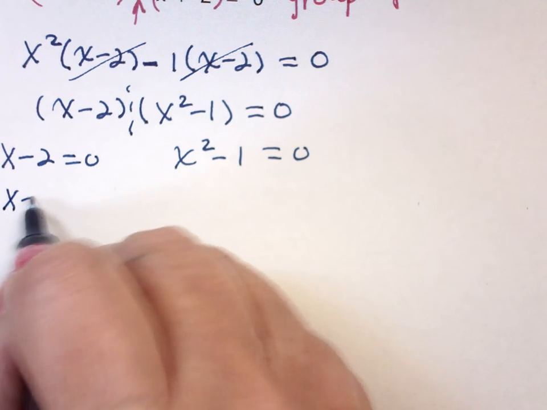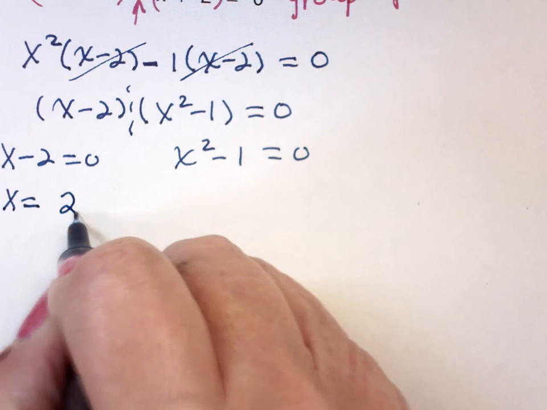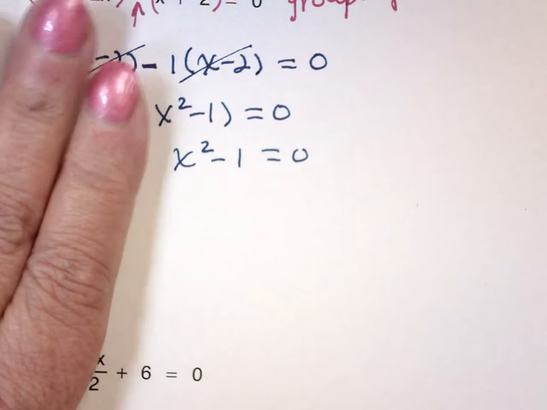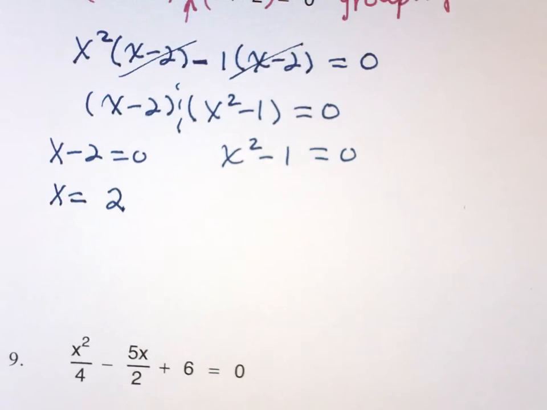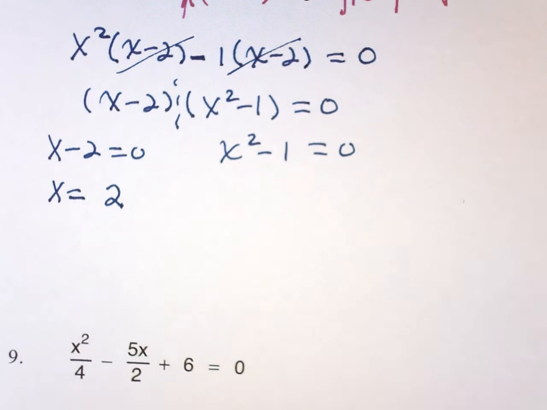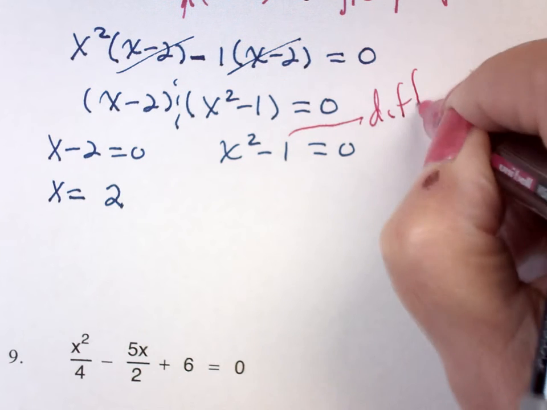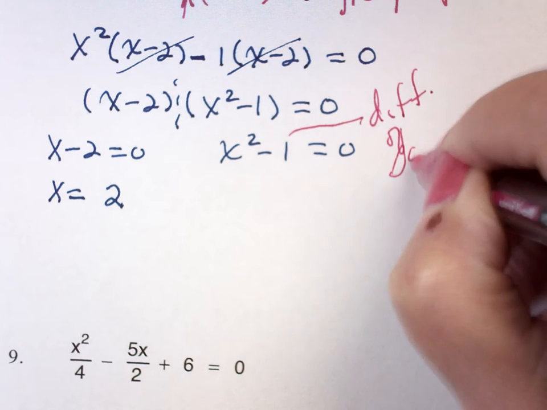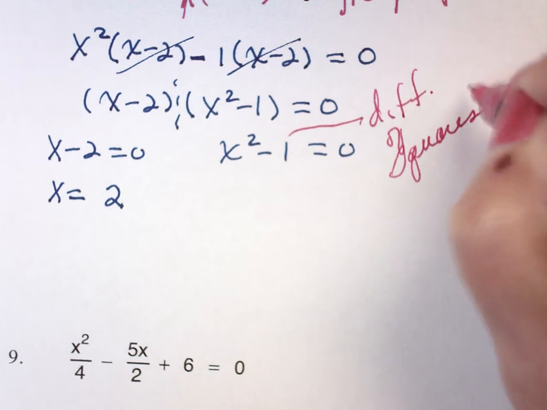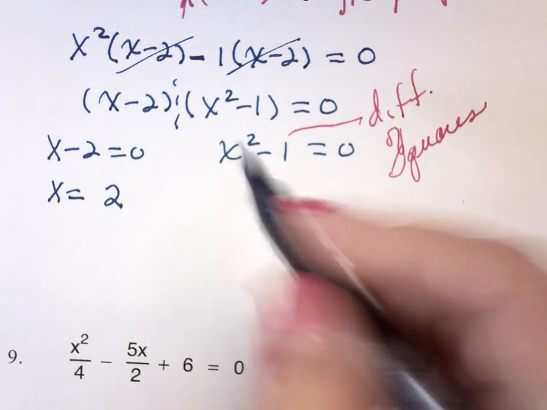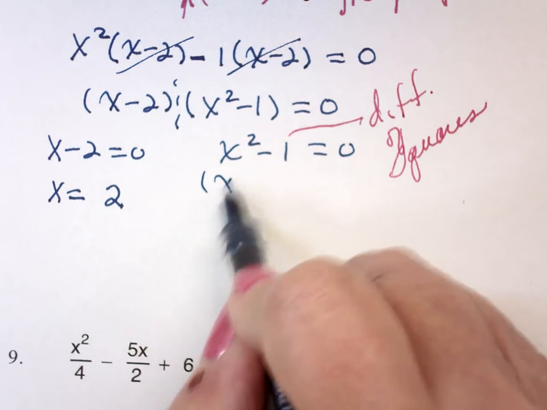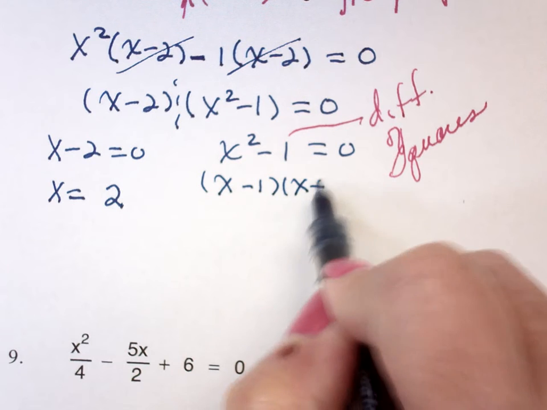Well, this is easy enough. X equals 2. Now, here's the question. X squared minus 1. Am I done? No. What is he? Difference of squares. So this guy is the difference of squares. I could have done him up top, but I needed to make a point. So this is x minus 1, x plus 1.